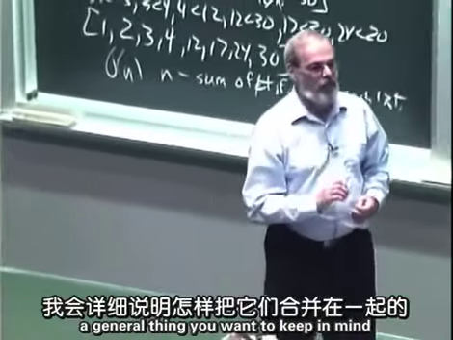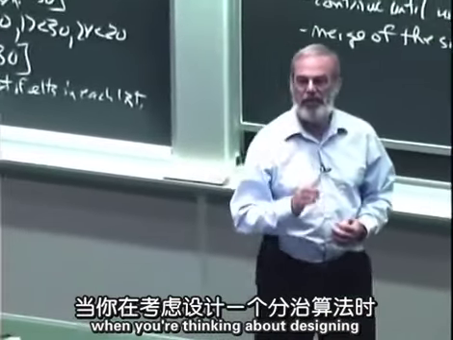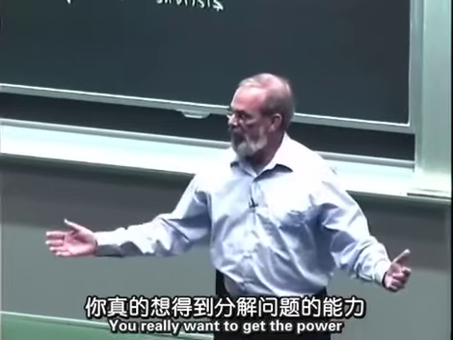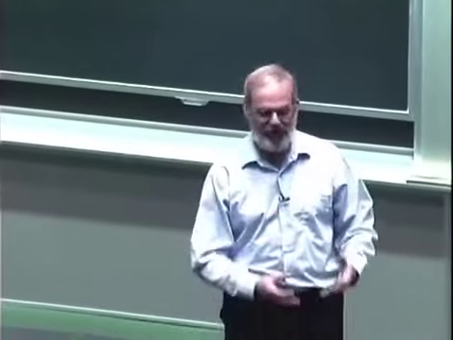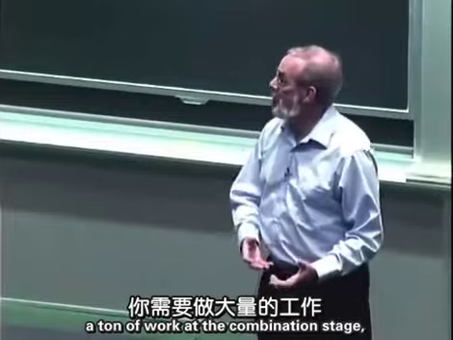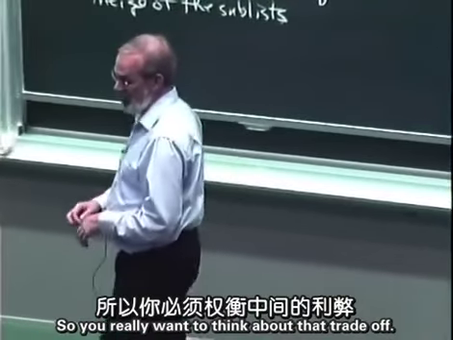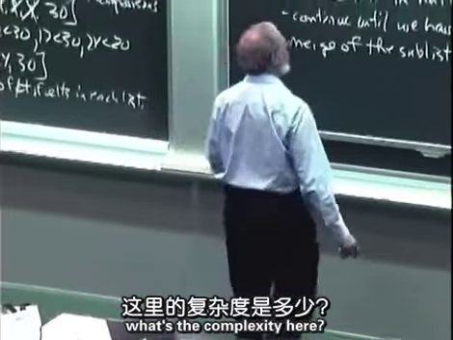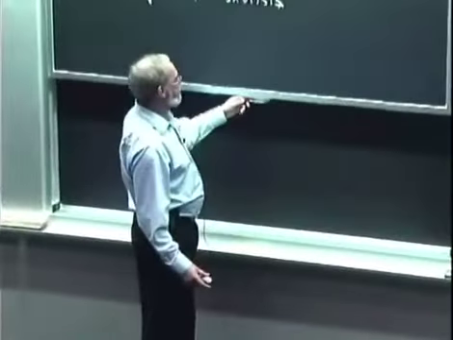And that's a general thing you want to keep in mind when you're thinking about designing a divide and conquer kind of algorithm. You really want to get the power of dividing things up, but if you end up doing a ton of work at the combination stage, you may not have gained anything. So you really want to think about that trade-off. All right, having said that, what's the complexity here?